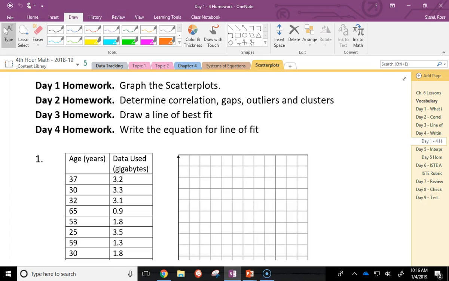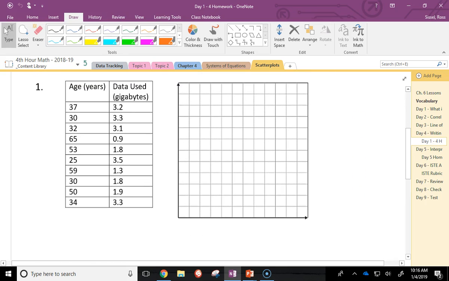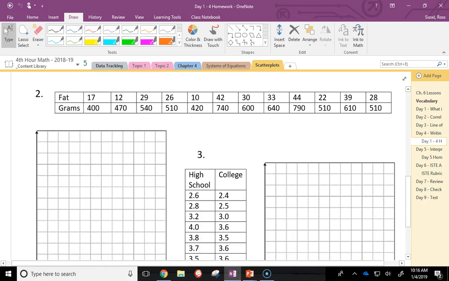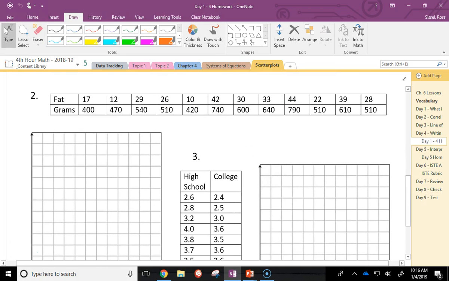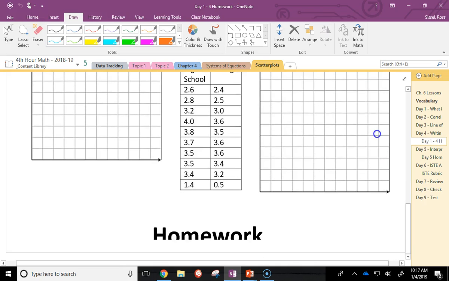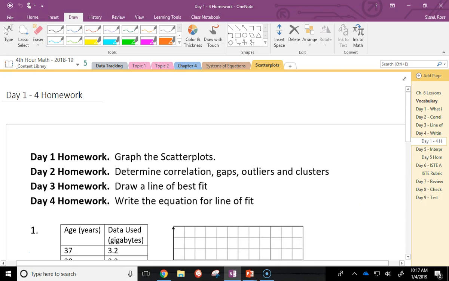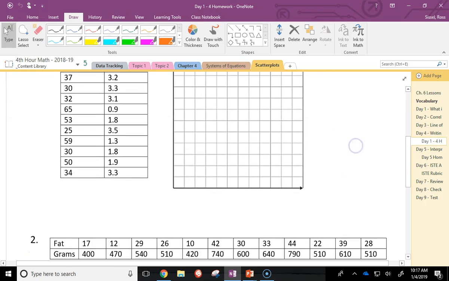You have 3 sets of data. On number 1, age and data used. We're talking about cell phone. Number 2, fat in grams. So we're talking about on something how many grams it has and how many fat grams it has. There's your graph here, high school and college. So you need to do those 3 by Monday. Your homework says graph the scatterplots. By Monday, you need to have these 3 graphed just like we did on our example.